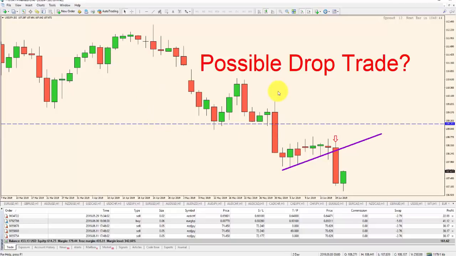So here's an example right here. This is the dollar yen. Now I want to sell the dollar and buy the yen. And now that we've seen the sell off, we're seeing the retrace here on this candle.